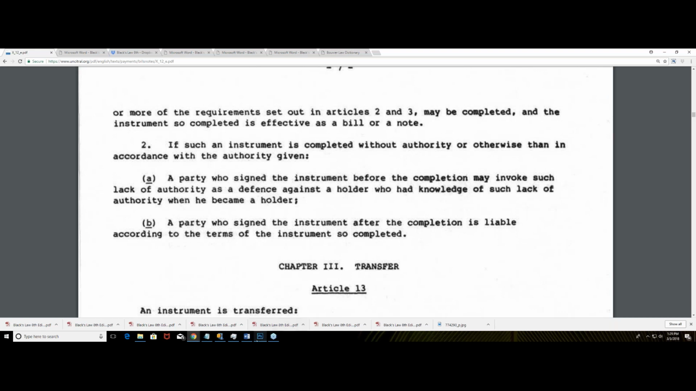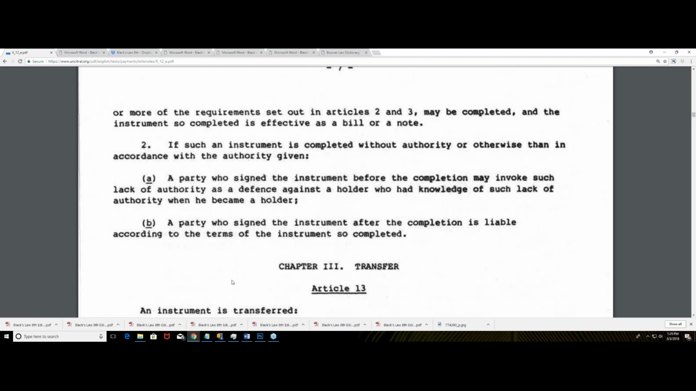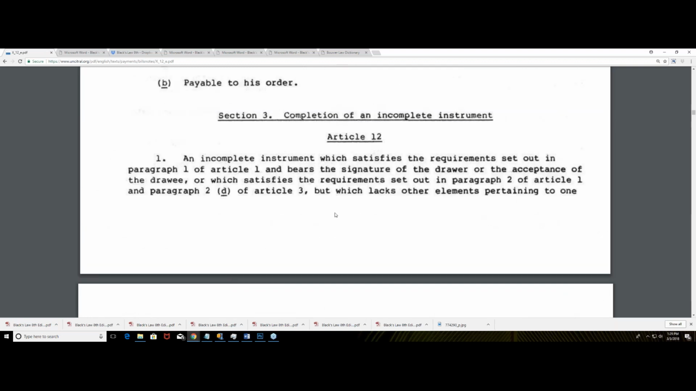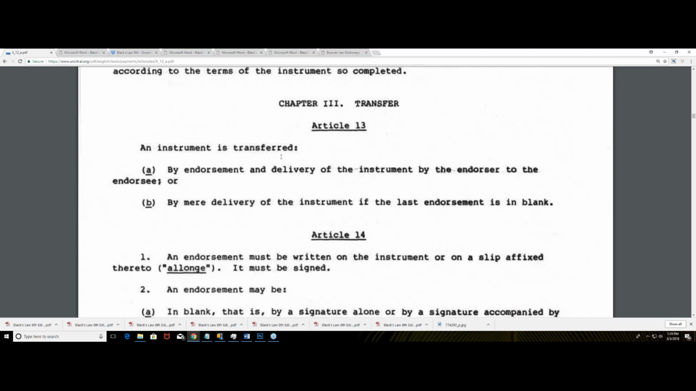All right, what's the next one we're going to look at? We just read, I think that was article 12. Let's read article 13. Article 13, an instrument is transferred, A, by endorsement and delivery of the instrument by the endorser to the endorsee, or B, by mere delivery of the instrument if the last endorsement is in blank. Okay, what is an in blank endorsement? Let's look at that real quick.